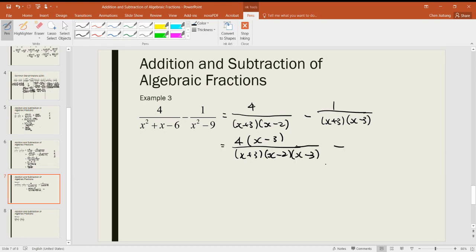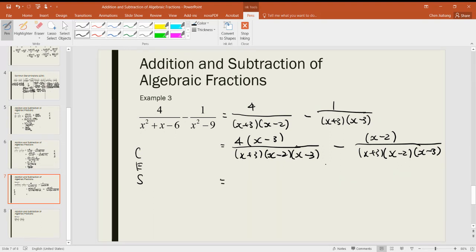Similarly for the second fraction, what is missing there will be x minus 2. So we'll multiply by x minus 2 over x minus 2 for the second fraction. Because we are subtracting the whole numerator, it's important that we put a pair of brackets here to avoid errors in the sign. Now the next step, CES. We combine the numerator first, expand the numerator, and then simplify the numerator.